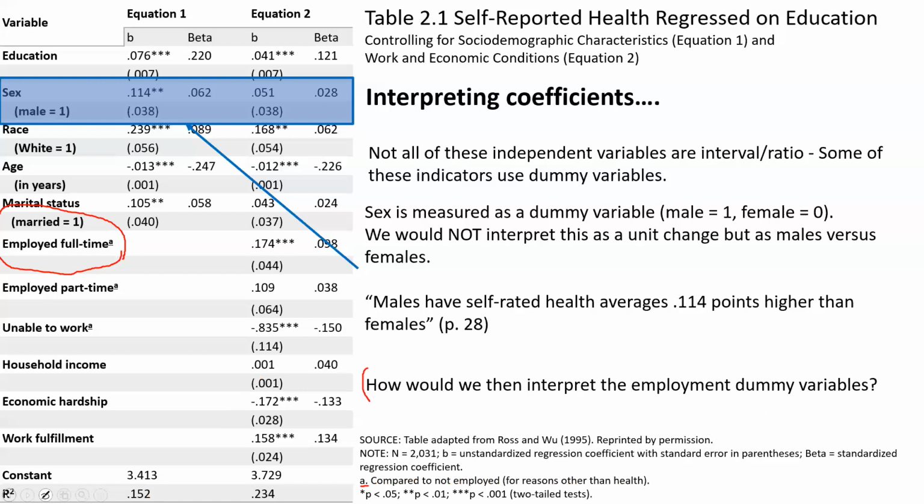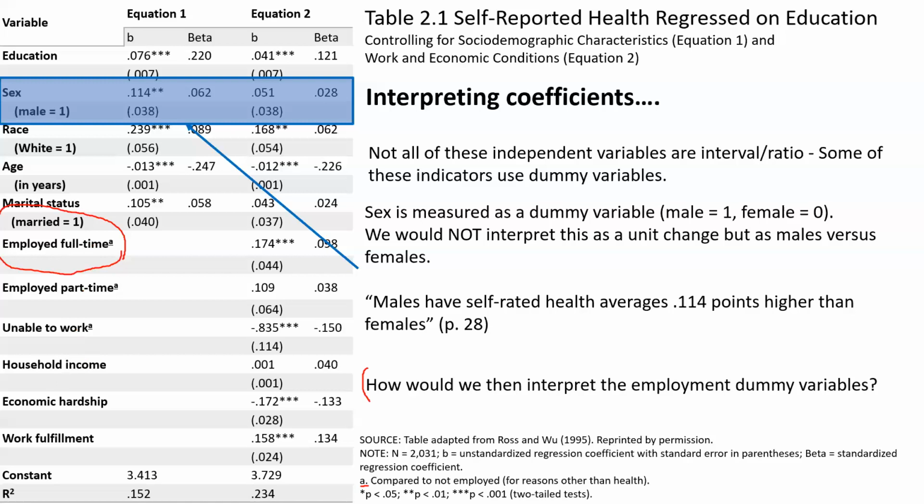Each of these dummy variables for employment, and there are several of them. So we have employed full-time, part-time, and unable to work. All of these are compared to not employed for reasons other than health. When you create dummy variables, you always leave one of them out. You include all of the others, and then that one is called our reference category. It's the one each one of them is compared against. So when making our interpretation with regard to the regression equation, we have to make it in reference to that reference category that is excluded from that analysis.